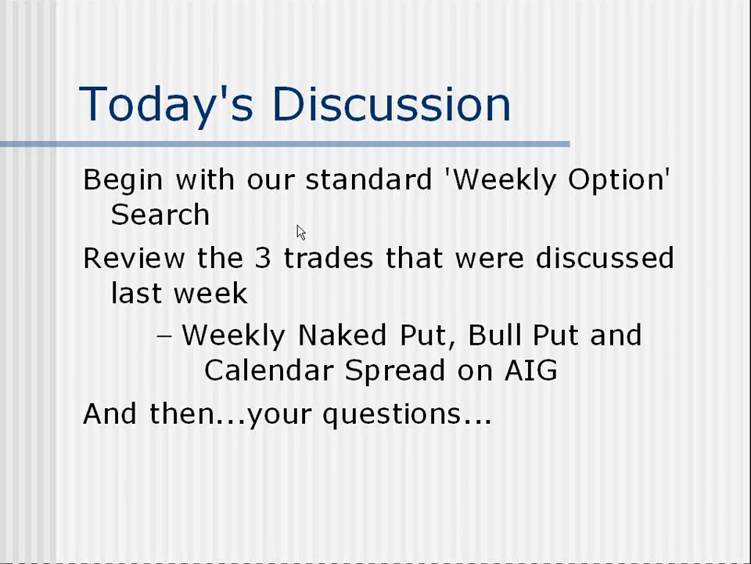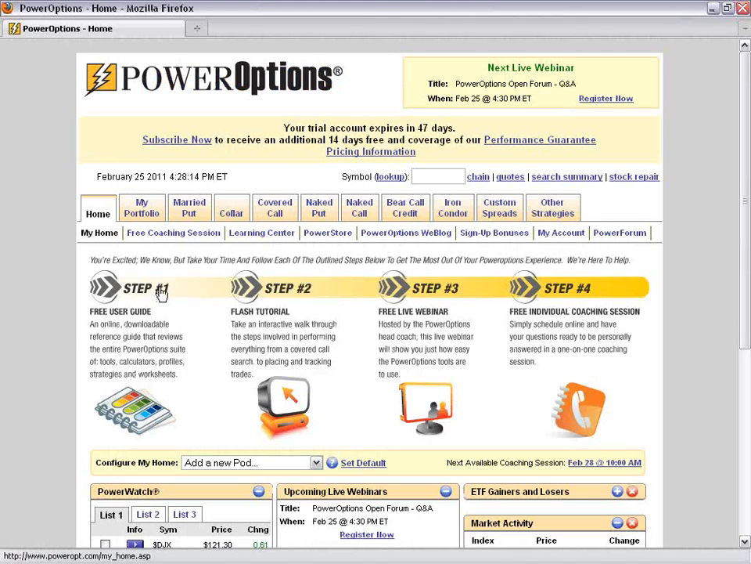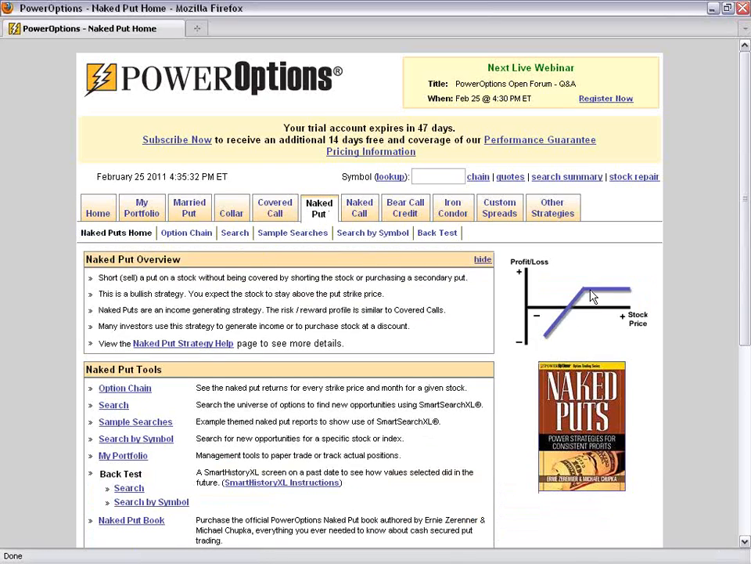All right, so let's navigate over to the PowerOptions suite of tools. And I'm going to go right into the naked put search, and we're just going to show how to create a basic search looking for weekly options with the naked put menu. So I'll click on the naked put tab here. This will take us to the naked put homepage. And then I'll go ahead and click on the search tool from the sub-menu.